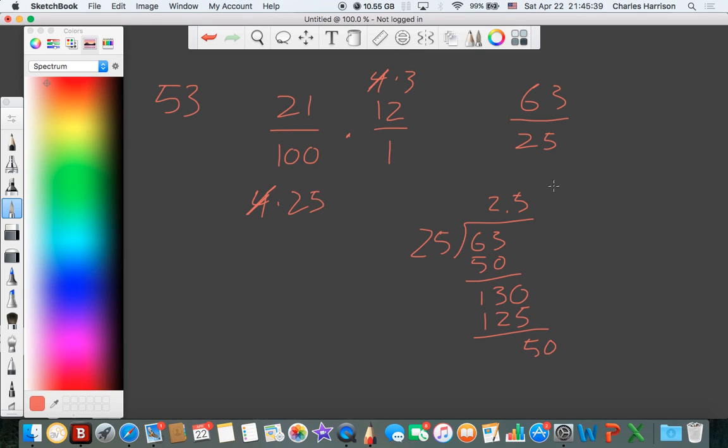So 25 times 2 equals 50, and we're done. So the answer is 2.52. So 2.52 is 21% of the 12, and now we're done. So that's the final answer, 2.52. All right, let's do the next one. That was, by the way, 53A, just in case you're wondering. Now let's do 53B.